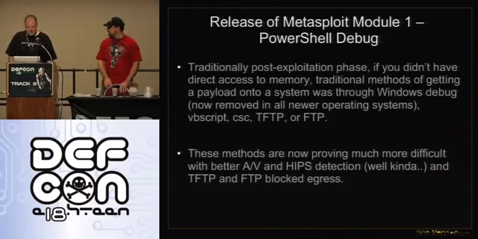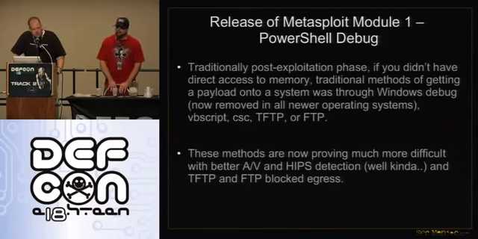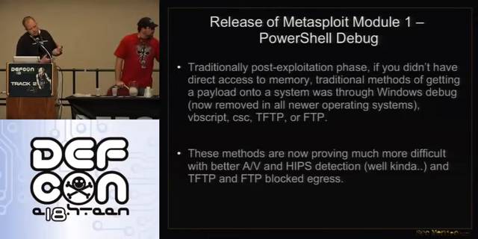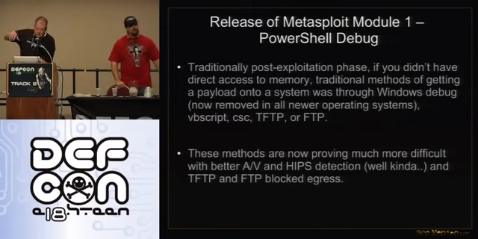So, release of Metasploit module one. I don't know if you guys remember, but in Fast Track, if you're doing SQL injection, specifically through MS SQL, or you find a weak SA account or something like that, what we were doing is taking a binary, converting it to hexadecimal, and then using the xp_cmdshell stored procedure to write that hexadecimal representation of the binary to the underlying operating system. Try saying that three times fast.